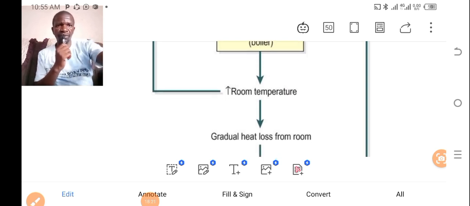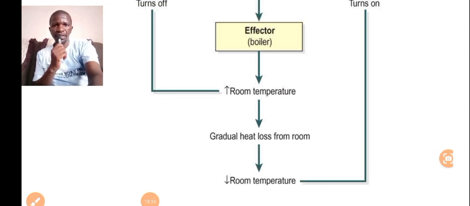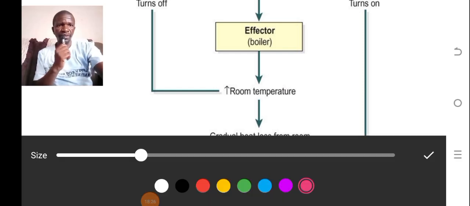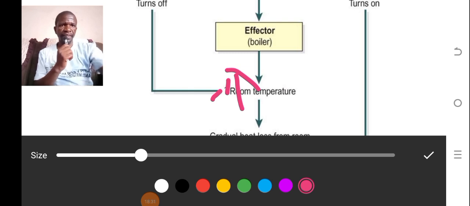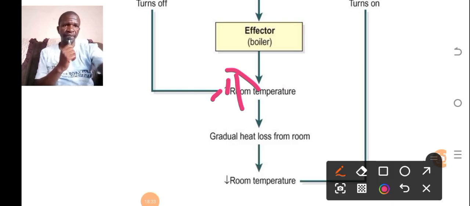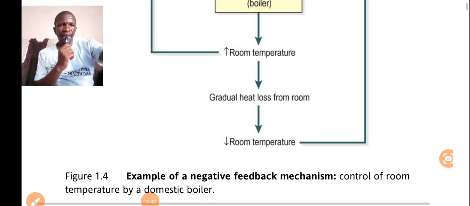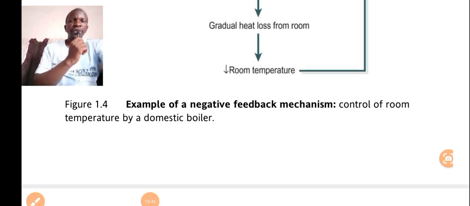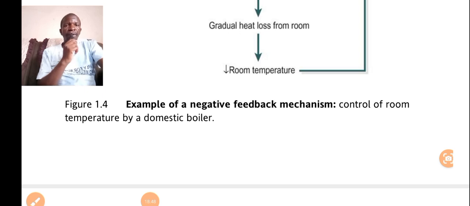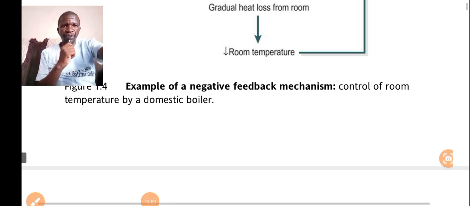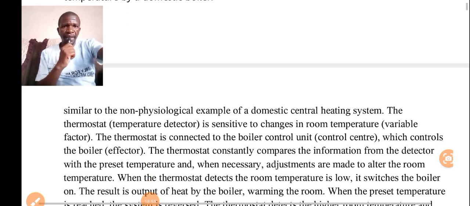As you can see here, the room temperature indicated by this arrow is now increased, right? I think you have seen that arrow. So this is what happens under the negative feedback mechanism. That was an example of the negative feedback mechanism control of room temperature by a domestic boiler.